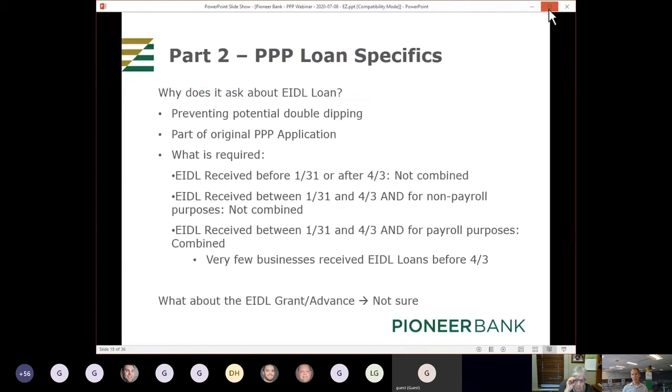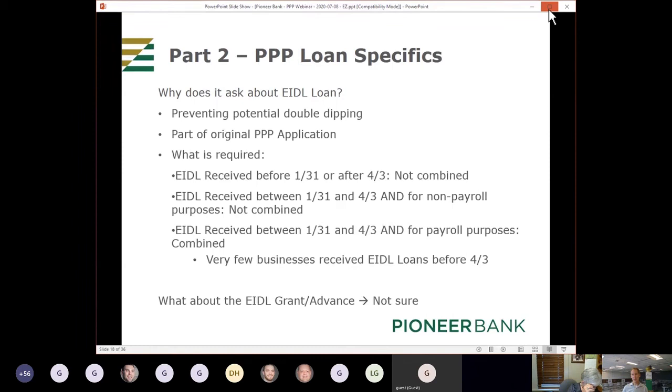Now, one question that came up a lot is that, along with that EIDL, there was what they would call either an EIDL grant or an advance. People asked how that impacts how much they'll receive on the PPP. And the answer is, I don't know. There's conflicting information out there. One document I read from the SBA says that a grant is a grant is a grant, and it doesn't have to be repaid. Another one says it does. So unfortunately, I don't know exactly what the answer is.